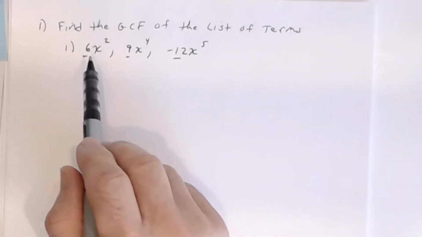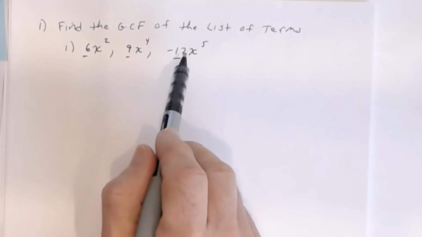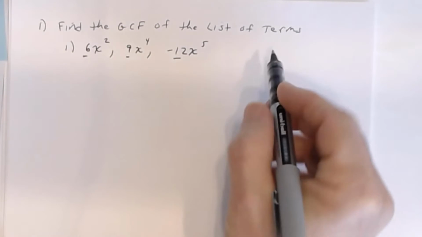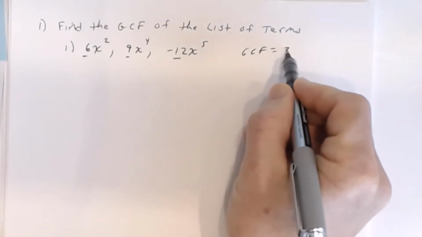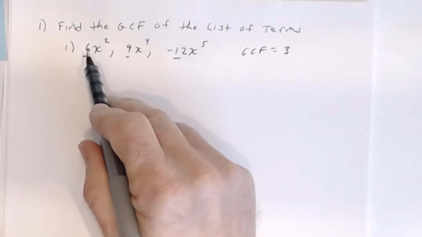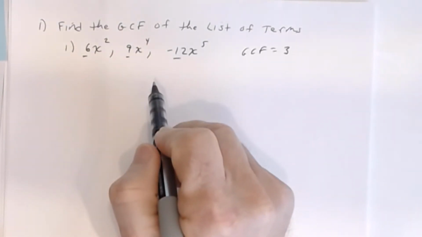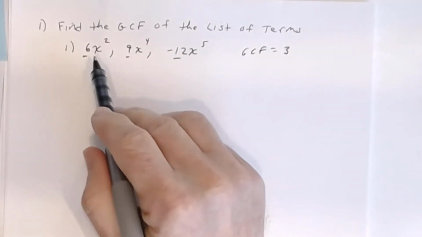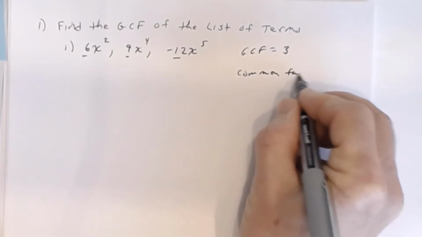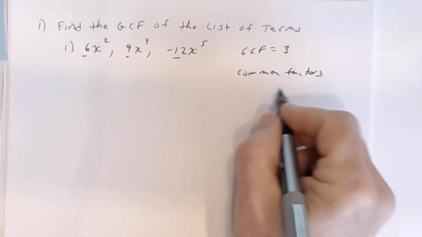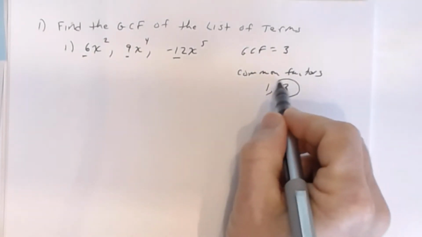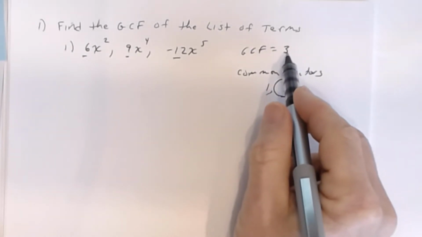So don't say 6, because 6 does not go into 9. Although 6 goes into negative 12, 6 does not go into 9 evenly. So in terms of that coefficient, the GCF will be a 3. So 3 is the largest common factor of 6, 9, and negative 12. Another common factor is 1. So the common factors of those three numbers are 1 and 3, and the greatest of those is 3.